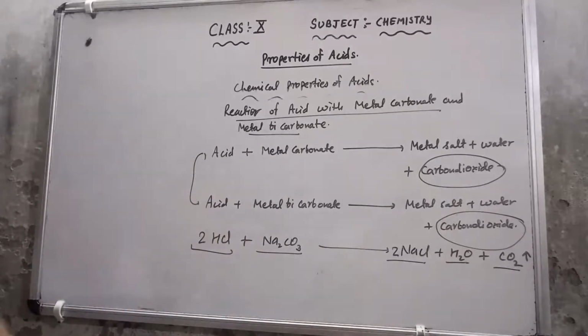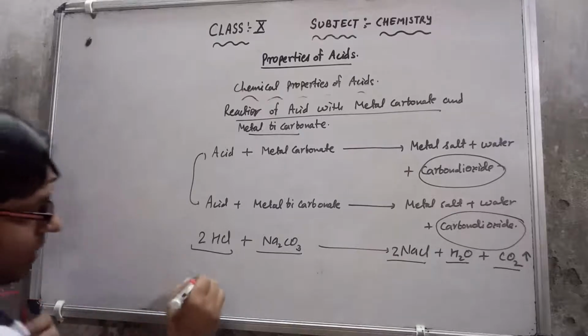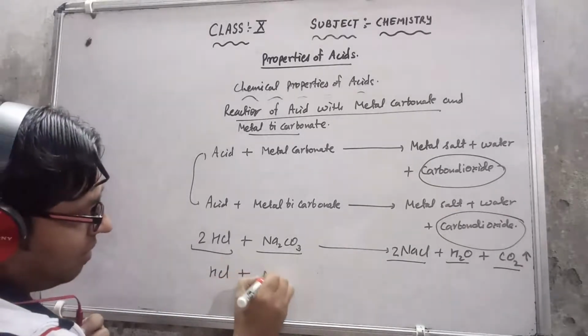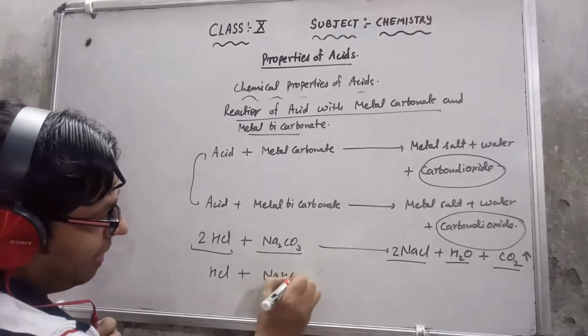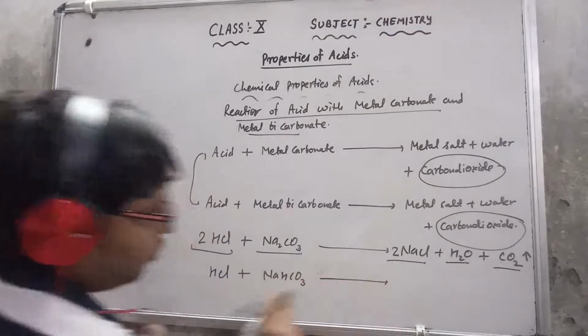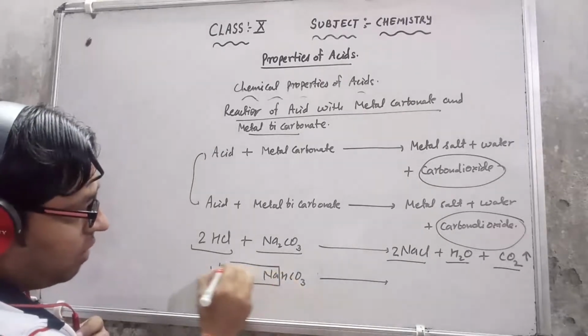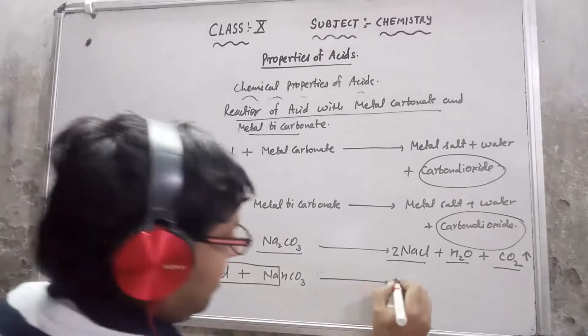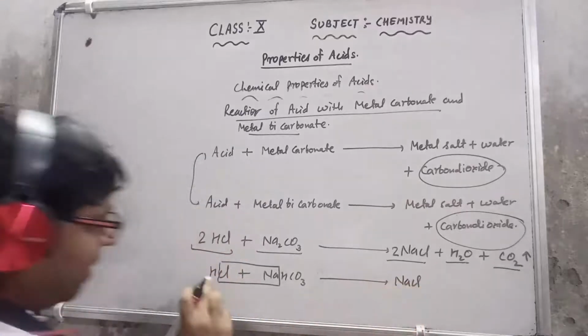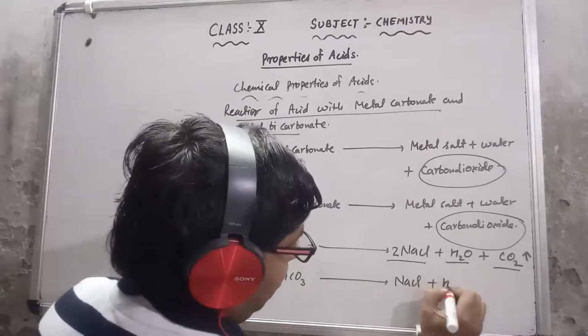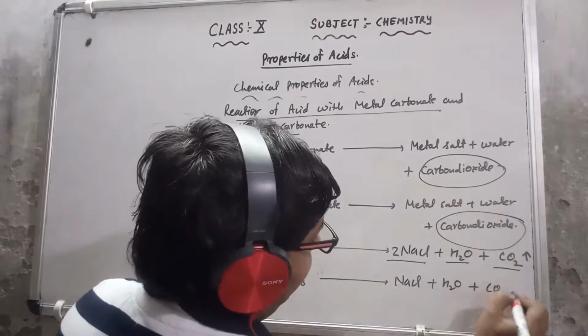The same way, suppose I have taken metal bicarbonate. I have discussed the same with the metal bicarbonate. Suppose this is HCl. The metal bicarbonate is NaHCO3, sodium bicarbonate. This Cl reacts with sodium to give us NaCl. H and H2, take one oxygen from here. This is the water molecule, and it releases carbon dioxide gas.